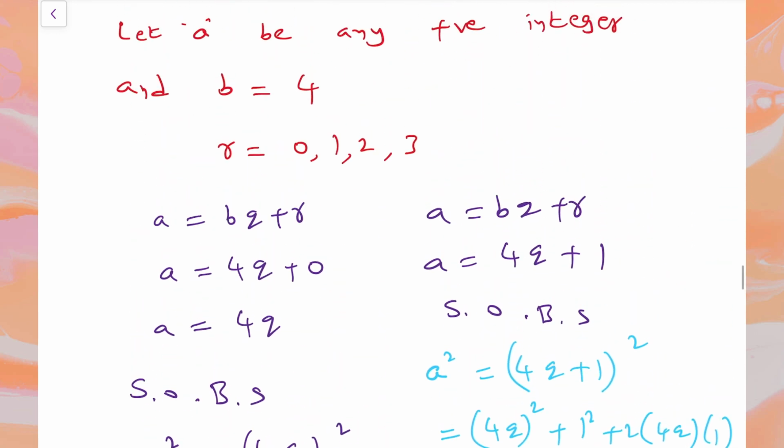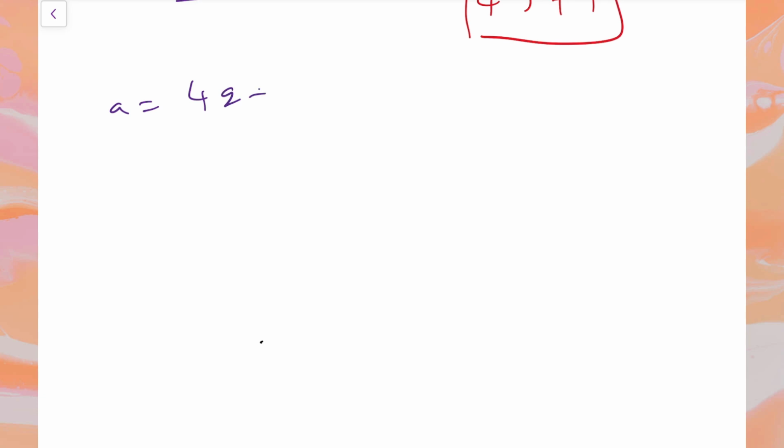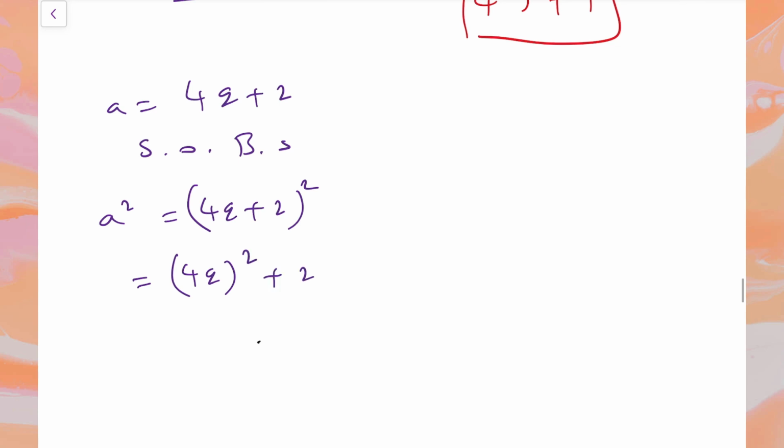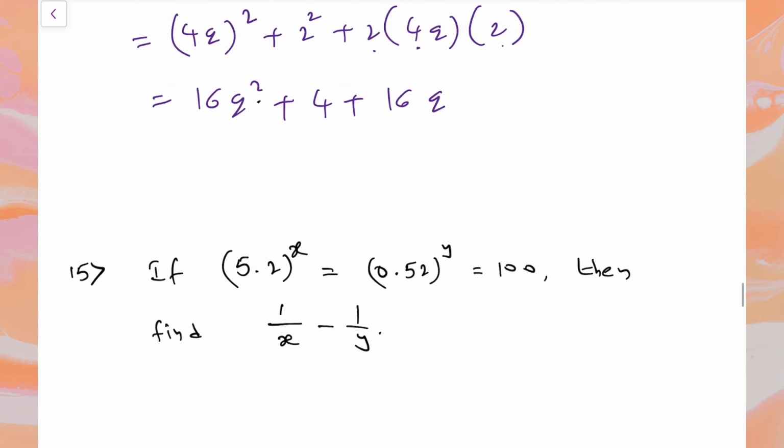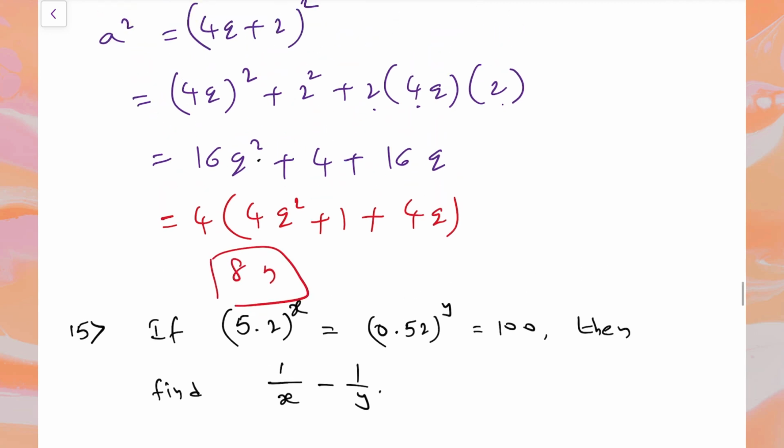0 remainder completed, 1 remainder completed, then remainder 2. a equals 4q plus 2. Squaring on both the sides. a square equals 4q plus 2 whole square, which is in the form of a plus b whole square. So if we expand, a square plus b square plus 2 into a into b. 4q whole square, 16q square, 2 square 4, 2 fours are 8, 8 twos are 16. 16 and 4 both come in the 4 table, so I simply will take out 4 common. Then remains 4q square plus 1 plus 4q. This is in the form of 4n.